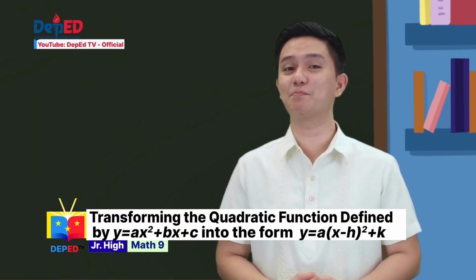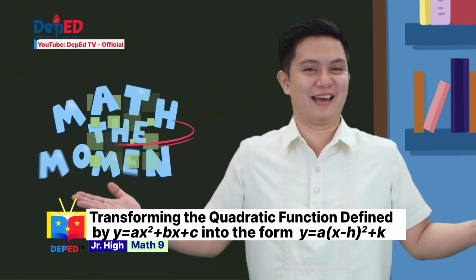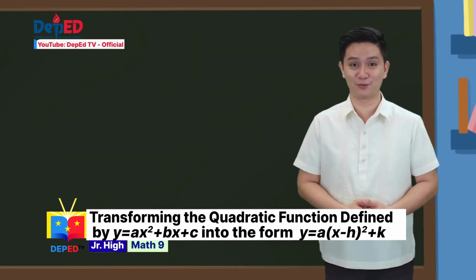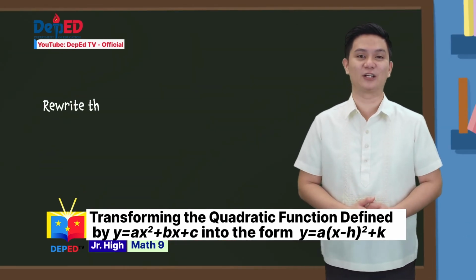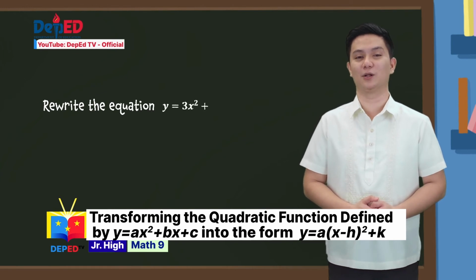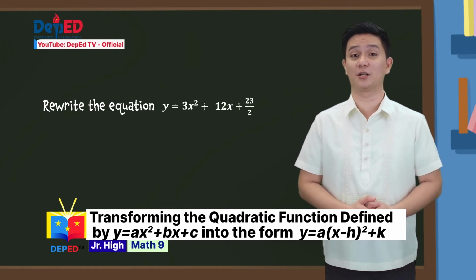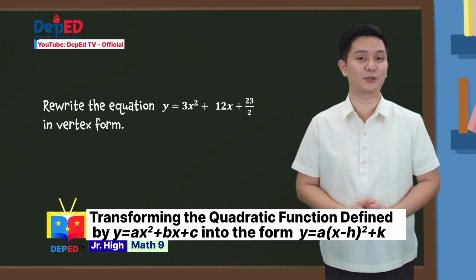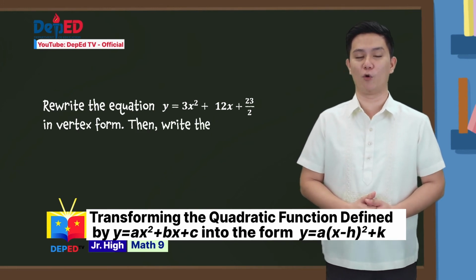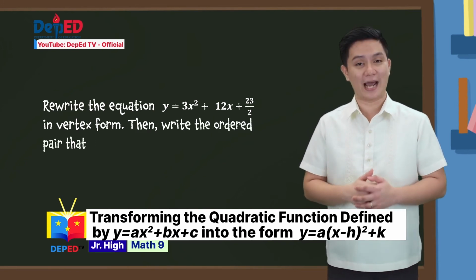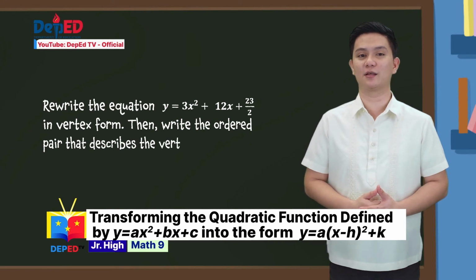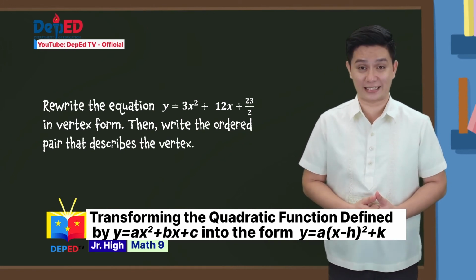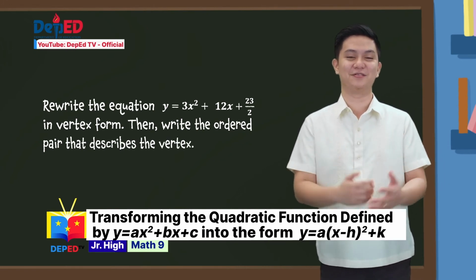Kagamath, ready your paper and pen. It's Math at the Moment. Item number 1. Rewrite the equation y equals 3x squared plus 12x plus 23 over 2 in vertex form. Then, write the ordered pair that describes the vertex. For 60 seconds, go!